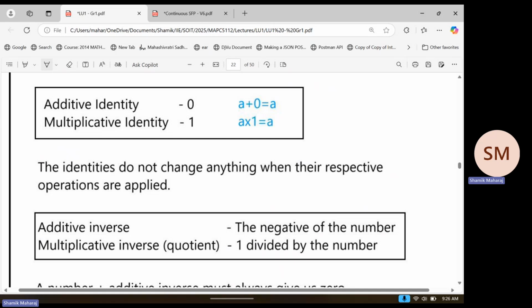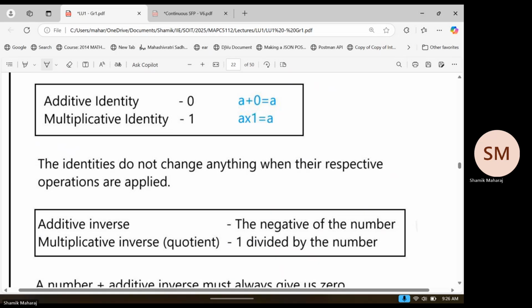So 0 is the additive identity because it doesn't change anything under addition. You can add 0 to something and it doesn't change that thing. There's an example given at the side there: A plus 0 is just A. Same logic, 1 is the multiplicative identity because 1 does not change anything under multiplication. Again, if you don't know how to remember the logic, just memorize these words. That's all we need to know.